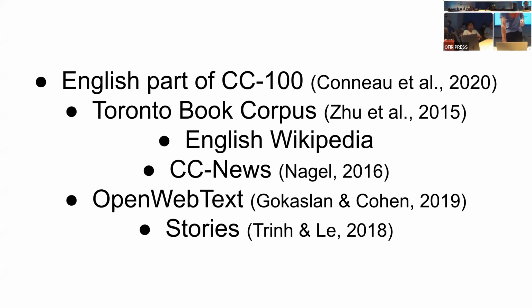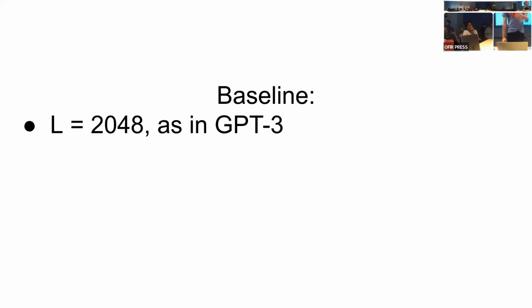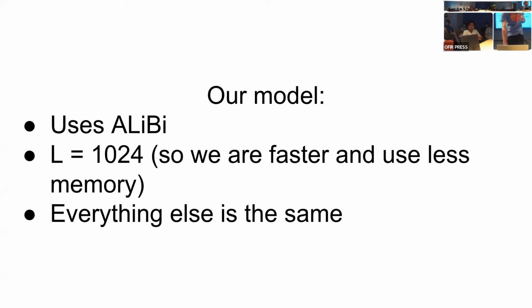We're going to train on this internal Facebook dataset that was built to replicate the dataset that GPT-3 was trained on. So it's 461 gigabytes. It's all these datasets. And our baseline has 1.3 billion parameters. It's 25 layers using the sinusoidal embedding. Sorry, and the baseline is trained on 2,000 tokens, just like GPT-3. Then we're going to train our model.